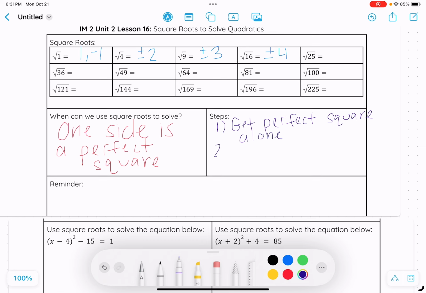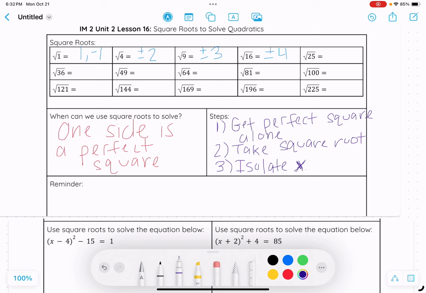Step 2 is take the square root, and then step 3 is to get x by itself. So I'm going to say isolate x. Those are going to be our 3 steps to find the x-intercepts using the square root method.